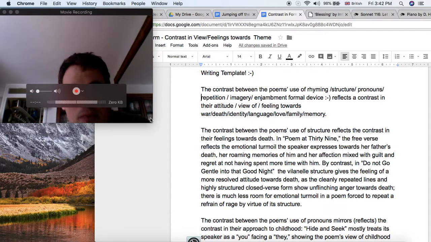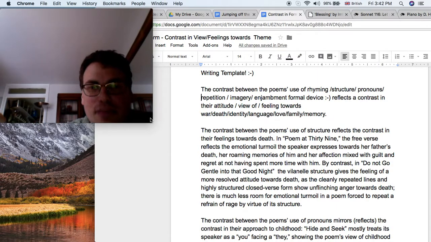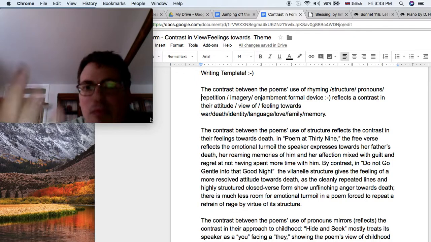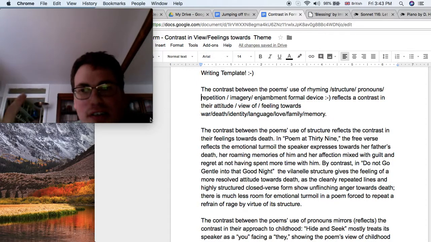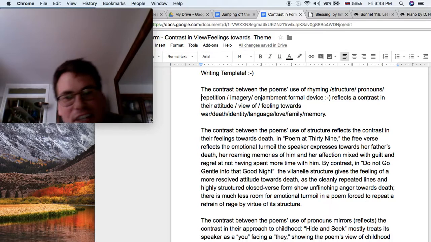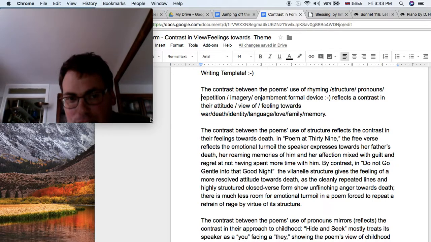Contrast between the poem's use, so we've already written a few body paragraphs about these poems, so we don't even need to name them with this thesis statement. We just say the contrast between the poem's use of rhyming, structure, pronouns, repetition, imagery, formal device, reflects a contrast in their attitude or view of or feeling towards, and then I've given you a million different themes: war, death, identity, language, love, family, memory, etc.